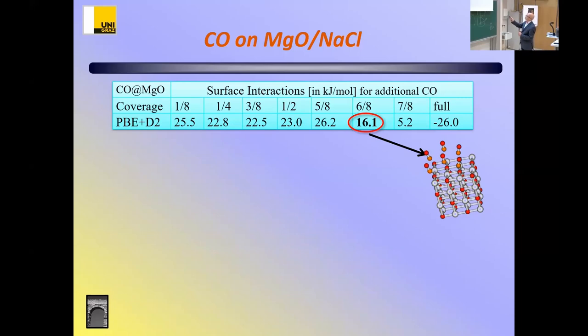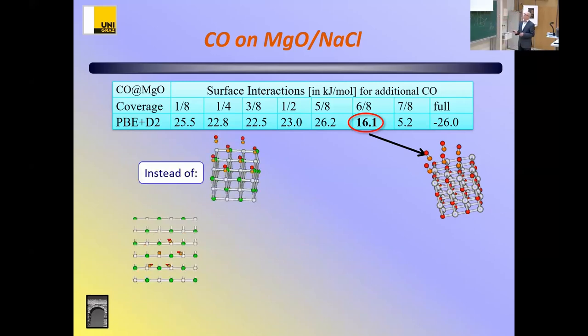At a high coverage, we have something like about 16 kilojoule per mole as a possibility. So possibly in the temperature desorption, they just wait until they see the first CO flying off. And then they say, oh, it's flying off at 16 kilojoule per mole, and they didn't see the second peak yet.